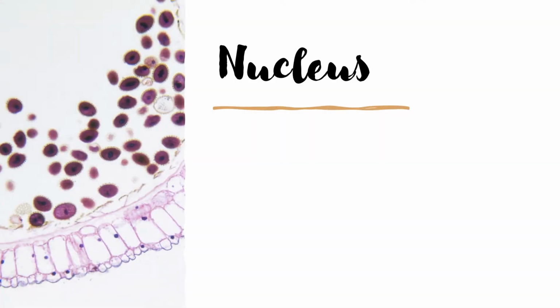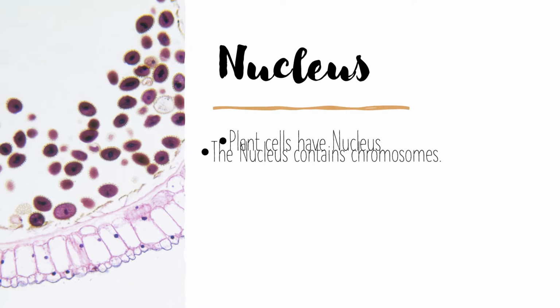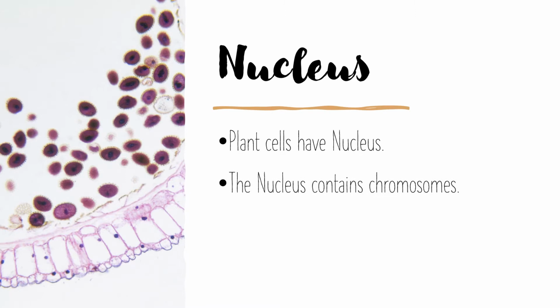Now we'll be talking about the nucleus. The nucleus is the most important part of a cell. Plant cells have a nucleus. The nucleus contains chromosomes. It controls the activities of the cell.